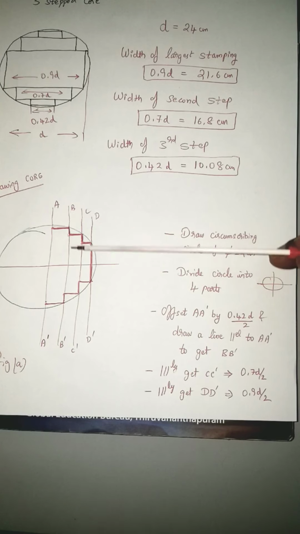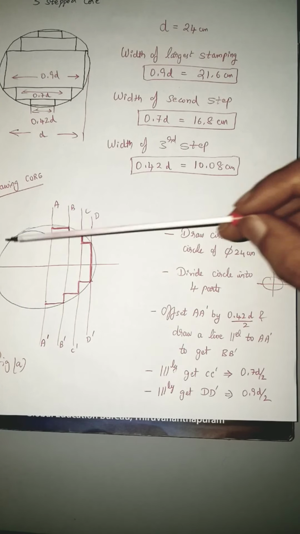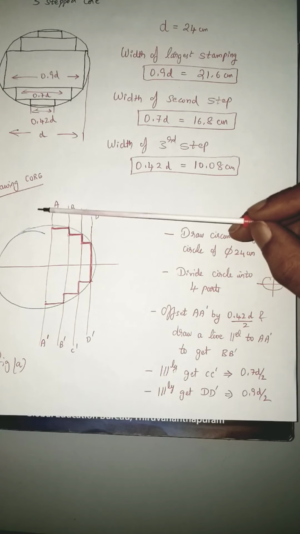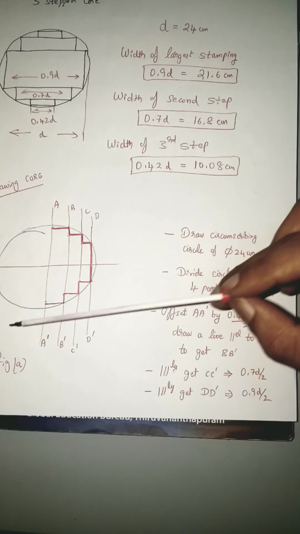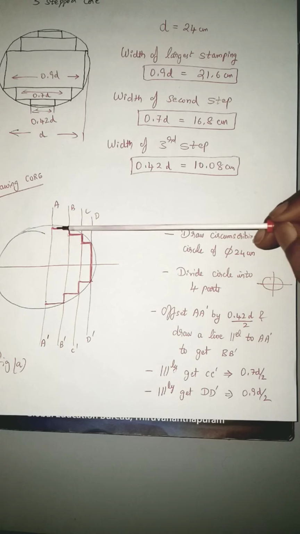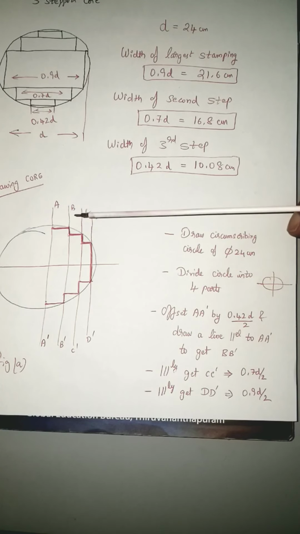Now we'll have to replicate the same, or mirror image of this, on the left side. Here also, similar to the previous case, BB dash, CC dash, DD dash you'll have to draw and then join respectively. Be very careful while joining.